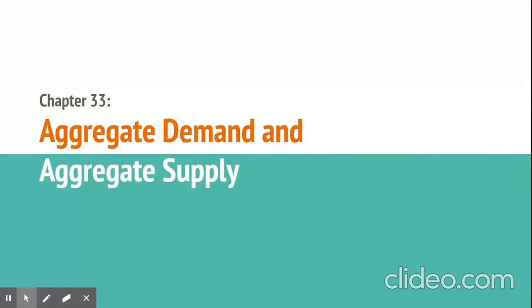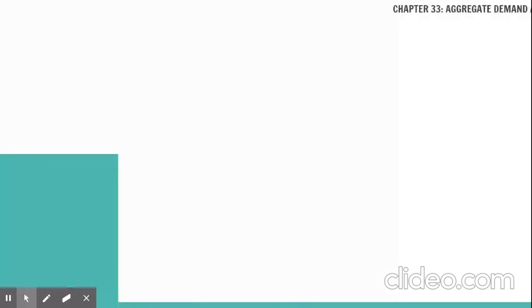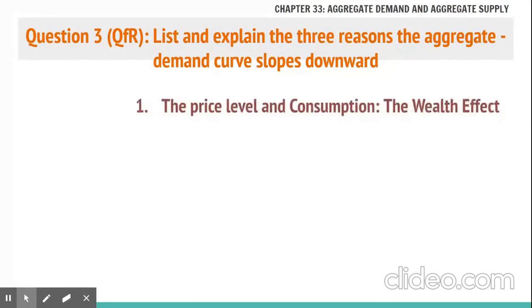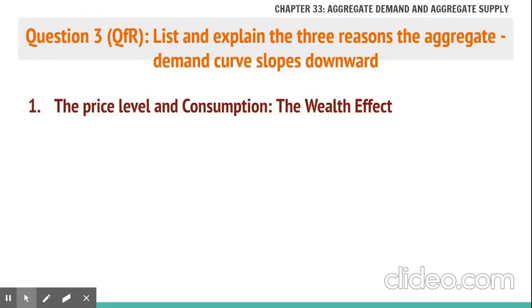Let's move to chapter 33, aggregate demand and aggregate supply. Question 3 in the questions for review: list and explain the 3 reasons the aggregate demand curve slopes downward. The first reason is the price level and consumption, the wealth effect.